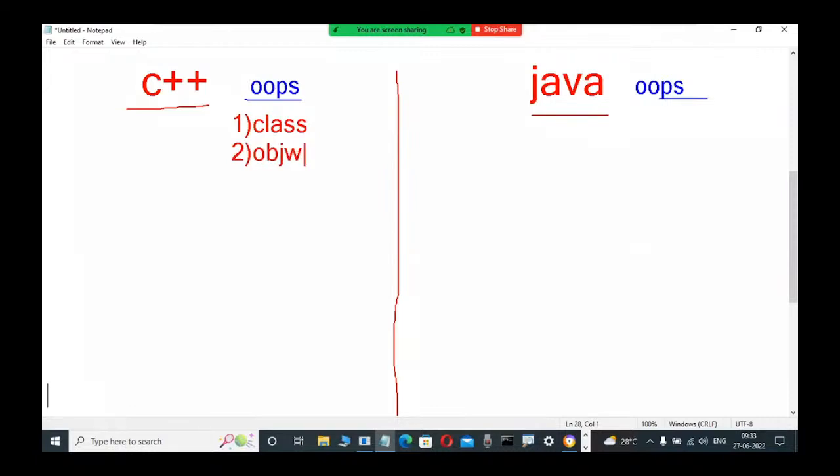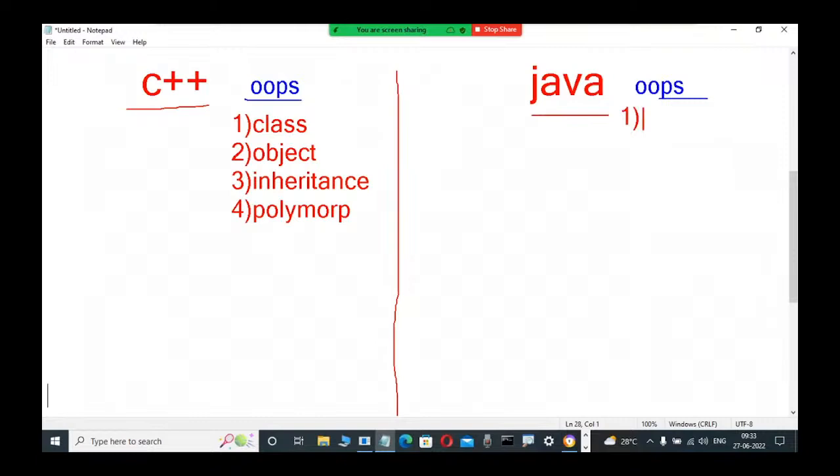What is a class? What is an object? And then data binding, encapsulation, and inheritance. Inheritance is an object-oriented concept. Polymorphism is also an object-oriented feature. Don't worry, non-technical persons, just observe logically. Polymorphism is like this. And in Java also, the same object-oriented features are there.